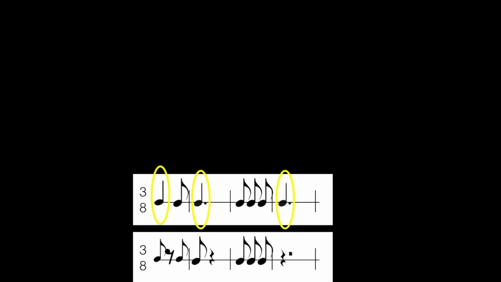Now, if we take away an eighth pulse from that quarter note, we have an eighth rest after it. If we take away two eighth notes from that dotted quarter note, we have a quarter rest after it. And then on that last one, if we have the rest last the entire measure, we would have a dotted quarter rest.